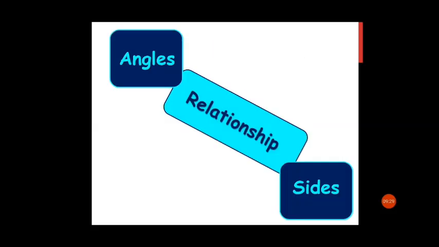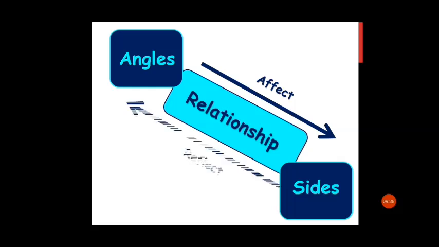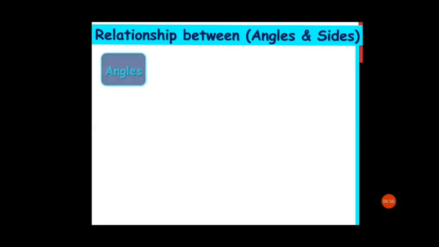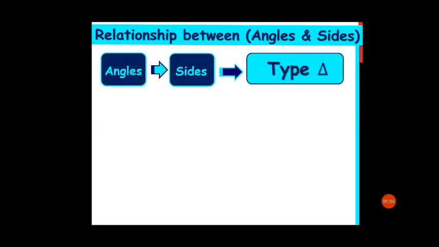Here is a very important property, the relationship between angles and sides. Actually, angles affect the sides, and sides also affect or reflect the angles. There is a relationship between the angles and sides, and this is something very important we have to know because this helps us a lot in solving problems. So if we have the angles, we know that the angles affect the sides.